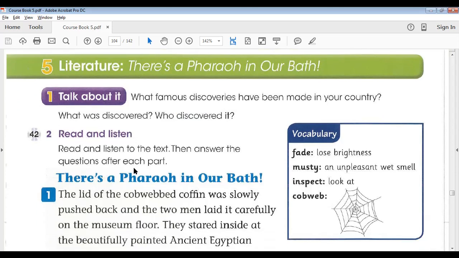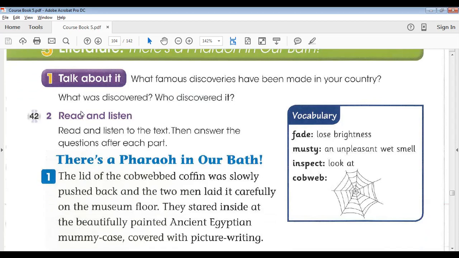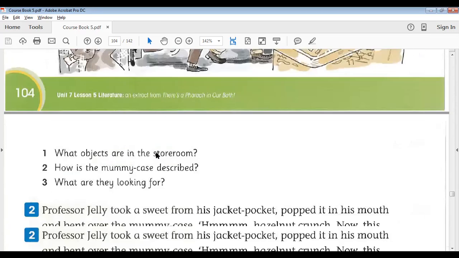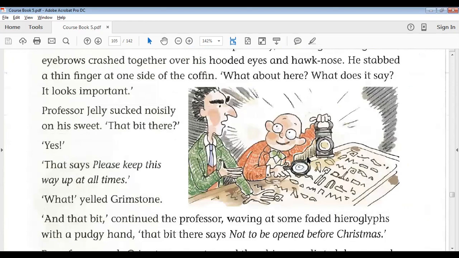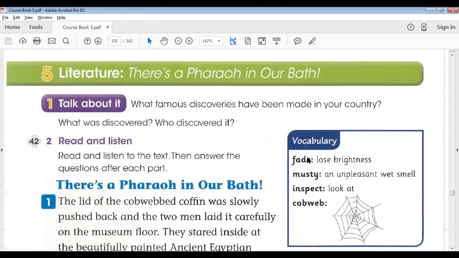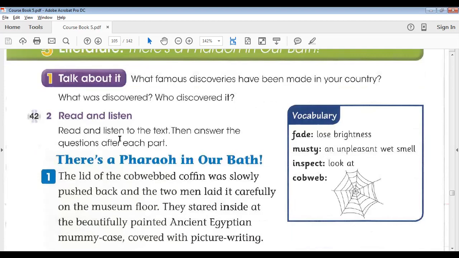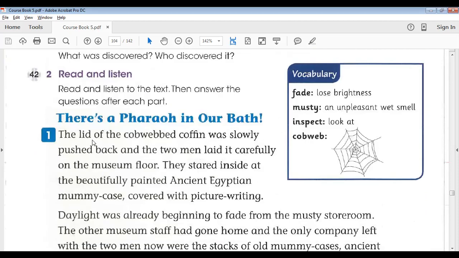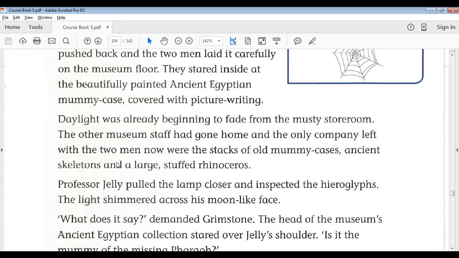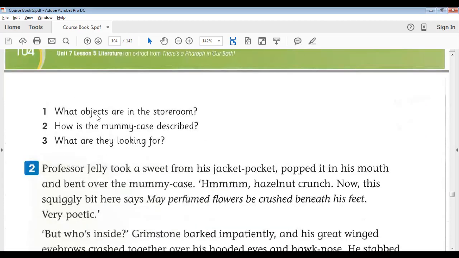After having the attention of the students, I asked question 2, which is about reading and listening. We listened to track 42 and then read part 1 and part 2. Today we completed part 1 and part 2 up to page number 105. I included the track again so you can also read it. I played the first part of track 42 first, then we discussed the answers to the questions.